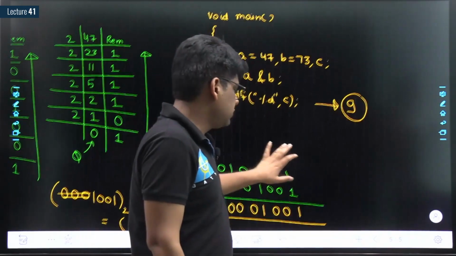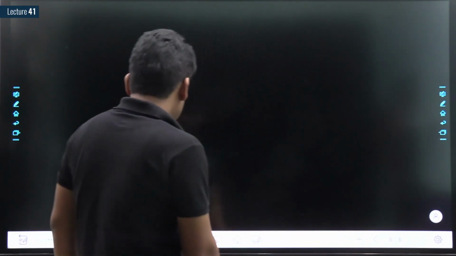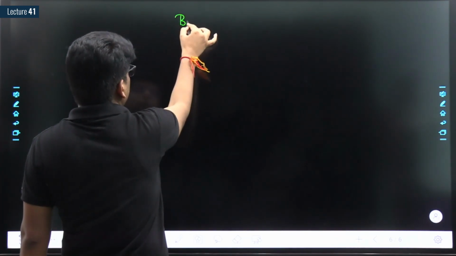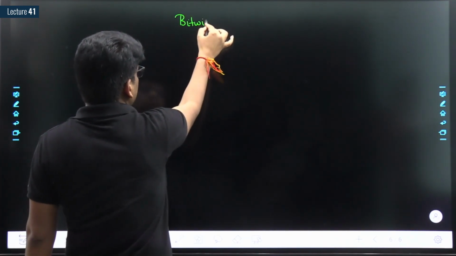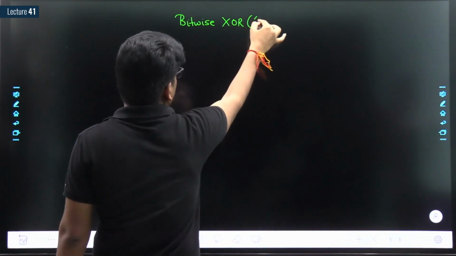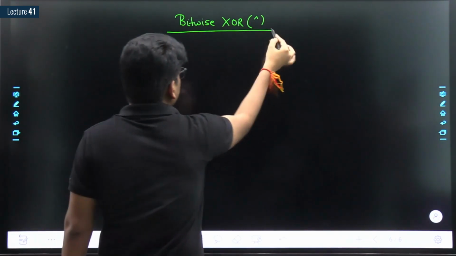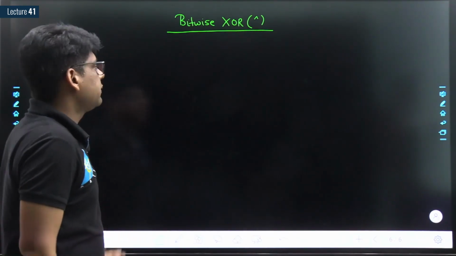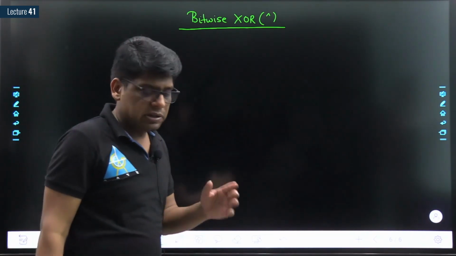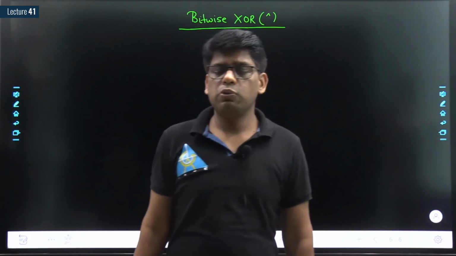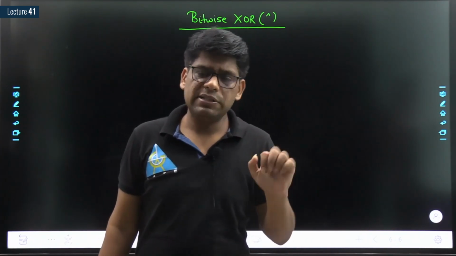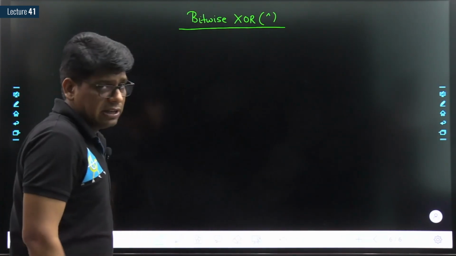Sir, let's move ahead and try to understand the third operator, that is called the Bitwise XOR Operator. The caret symbol is used for it. Now we know that it is also a binary operator. First, we need to find the binary equivalent for both operands, and then on corresponding bits we will perform Bitwise XOR. But what is the output of Bitwise XOR?